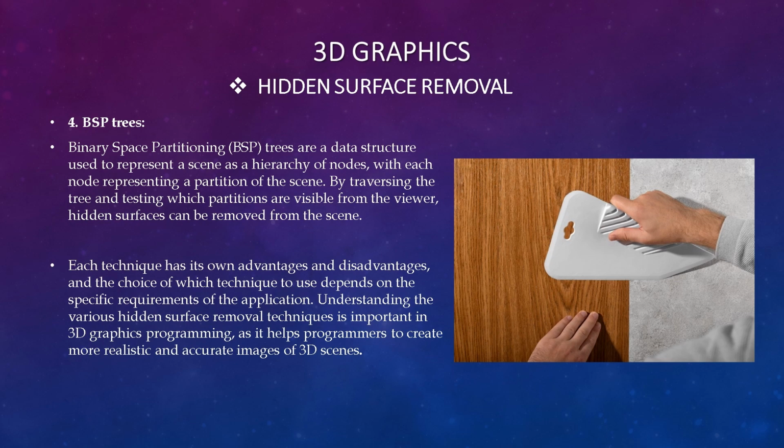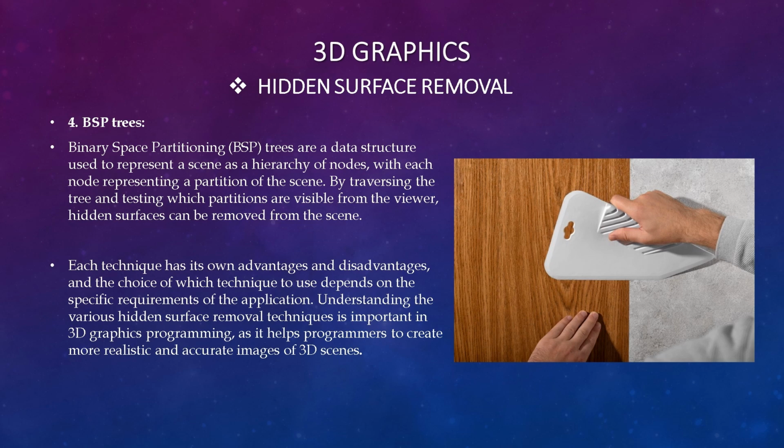4. BSP trees, binary space partitioning. BSP trees are a data structure used to represent a scene as a hierarchy of nodes, with each node representing a partition of the scene. By traversing the tree and testing which partitions are visible from the viewer, hidden surfaces can be removed from the scene.